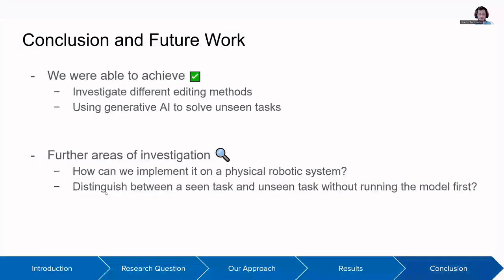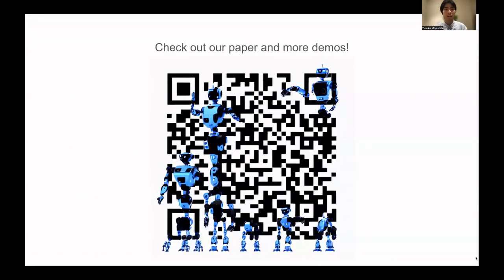So in conclusion, we were able to achieve our goals of investigating different editing methods and also using generative AI to solve unseen tasks. Now, some areas of further research could possibly be how we could implement this on a physical robotic system, or how we can distinguish between a seen and unseen task without running the model first.